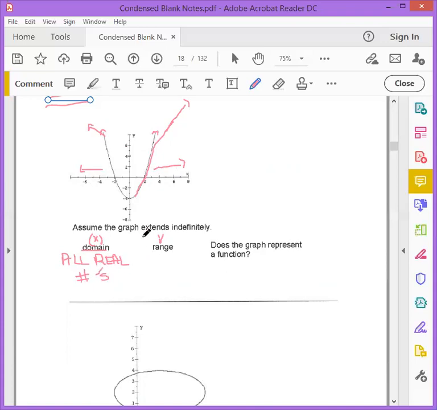Now, what about the range? This time we're looking at the potential values of the y coordinates. Now we're looking at this parabola.